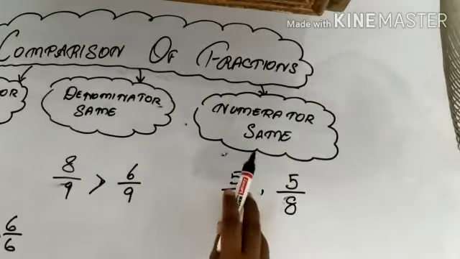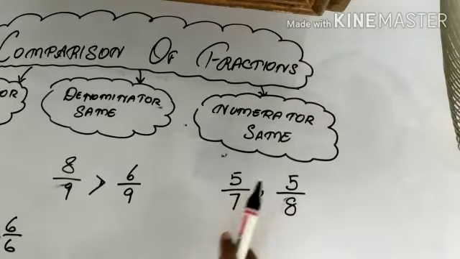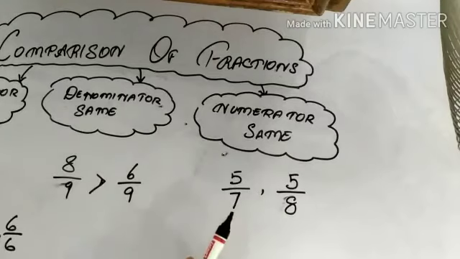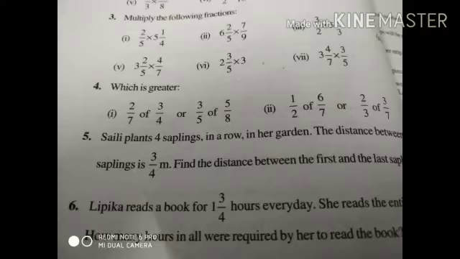Let's take the third case where the denominators are different but the numerators are the same. This is a special situation. When we have the numerators the same and the denominators different, the fraction with the lesser denominator will be greater. In this case, 5 by 7 and 5 by 8, which denominator is less? 7. So 5 by 7 will be greater than 5 by 8. Okay. Now let's get back to the exercise.